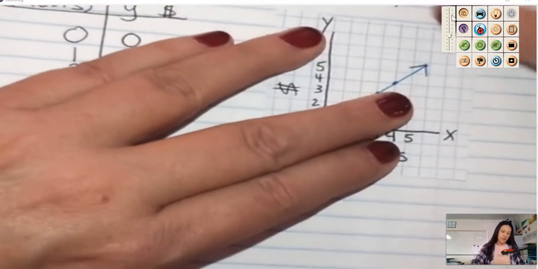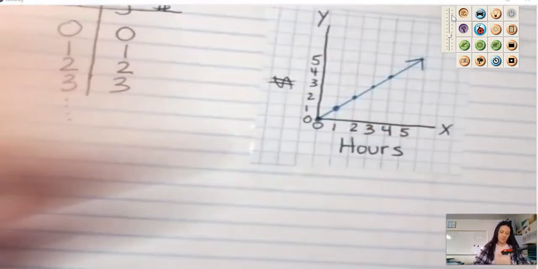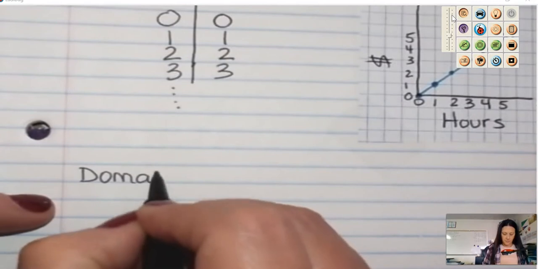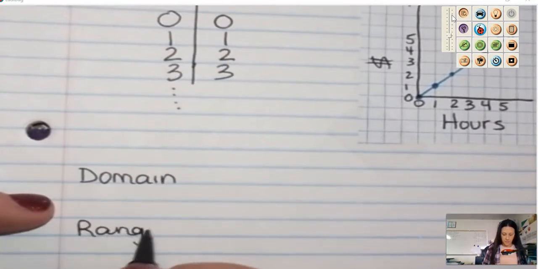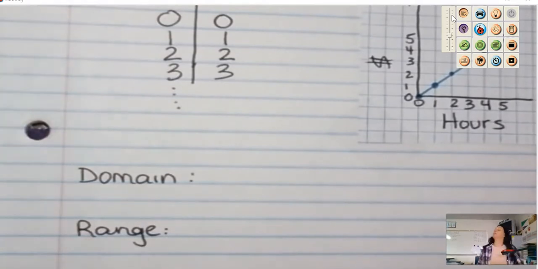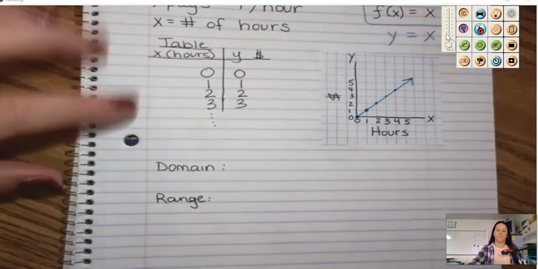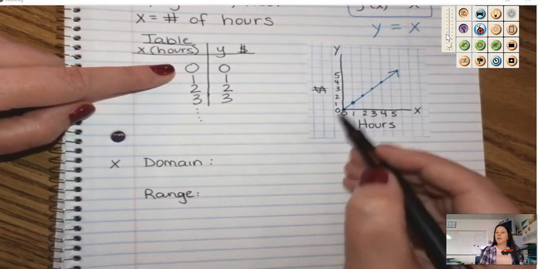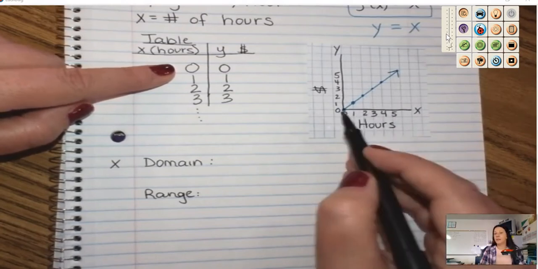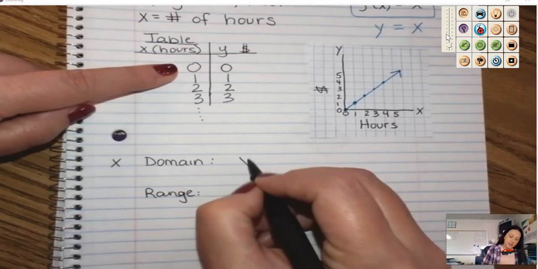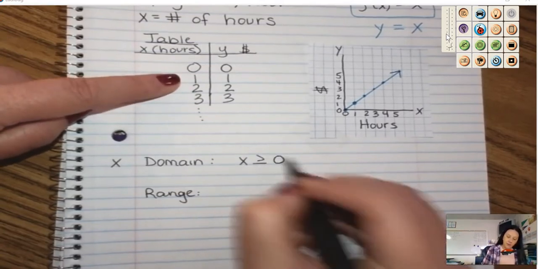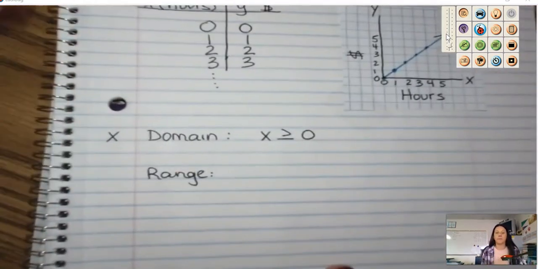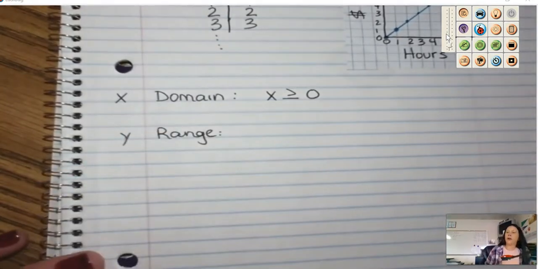Next, we have to state what's the domain and the range. Okay, domain is your x values. So what x values we used, 0, 1, 2, 3. However, it does include all those numbers in between, all the decimals, all the fractions in between. So the way I can write this is x can be anything that's greater than or equal to 0. That way I can say, yeah, it can be a half an hour, it can be a quarter of an hour. Range is your y values.